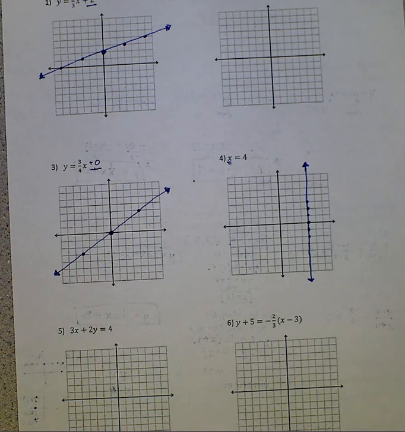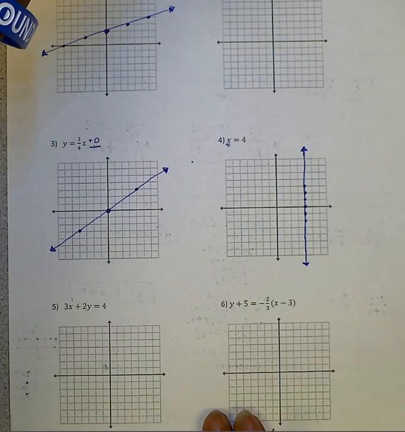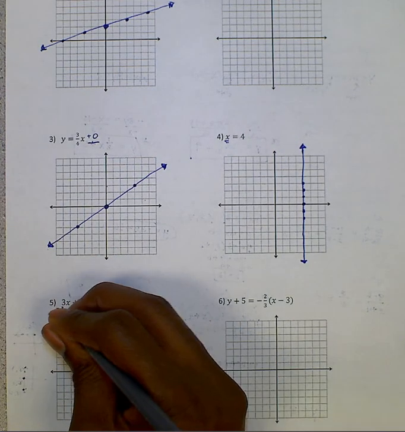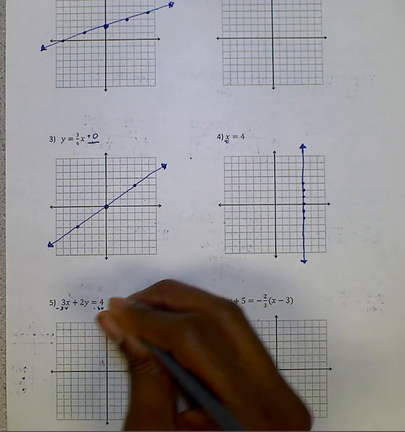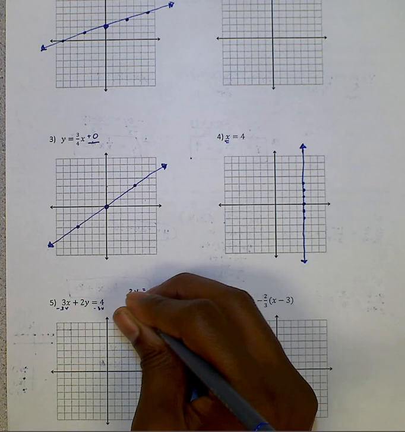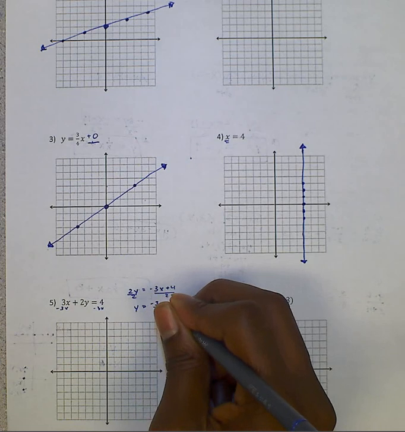For number 5, this is why I asked you earlier in these notes to put it in slope-intercept form, because that's what we want to do. Notice that this is in standard form as of now. In standard form, you could find the x and y intercepts. Not really great in this problem, though. So we're going to solve for y. I'm going to subtract 3x from both sides. Get 2y equals negative 3x plus 4. And then divide by 2. So I get y equals negative 3/2 x plus 2.